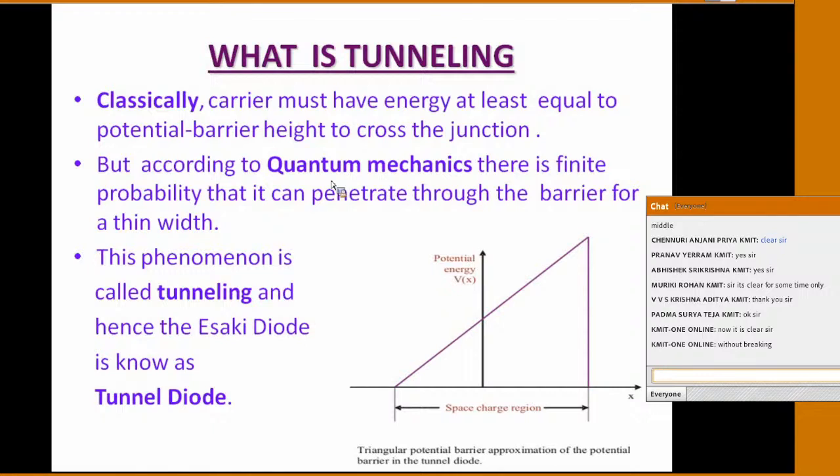That means if the width of the depletion region is small, then some electrons can penetrate through the barrier. This phenomenon is called the tunneling phenomenon, and hence we call the diode the Esaki diode. Esaki is Leo Esaki, the scientist who proposed the tunnel diode.